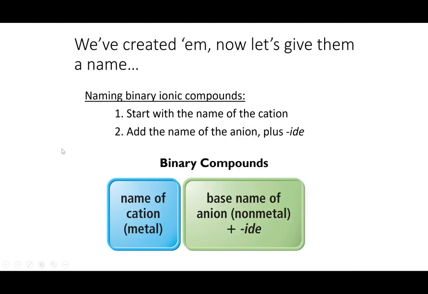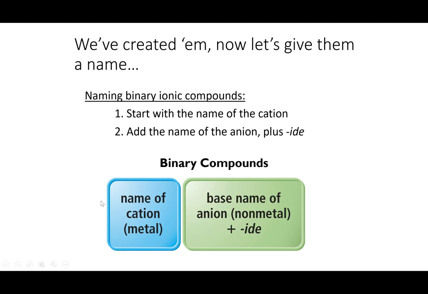So here's how we name binary ionic compounds. That word binary, the prefix bi, means two. So this is just going to be two atoms that come together: sodium and chlorine, oxygen and magnesium, calcium and fluorine. So two atoms that come together.